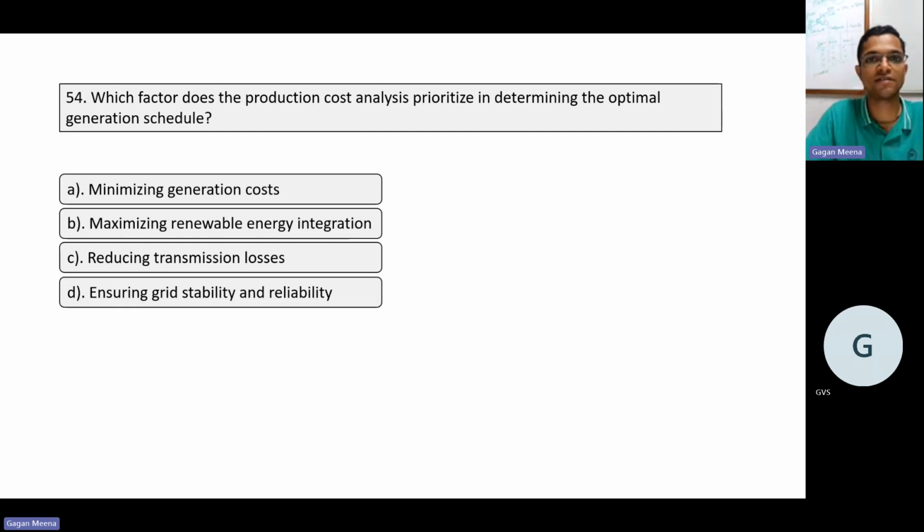What factor does the production cost analysis prioritize in determining the optimal generation schedule?